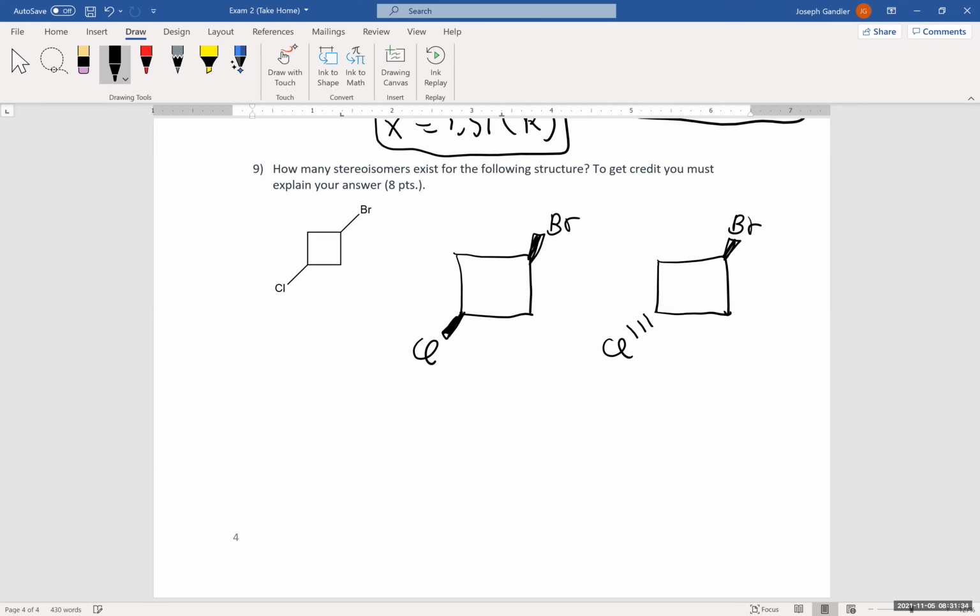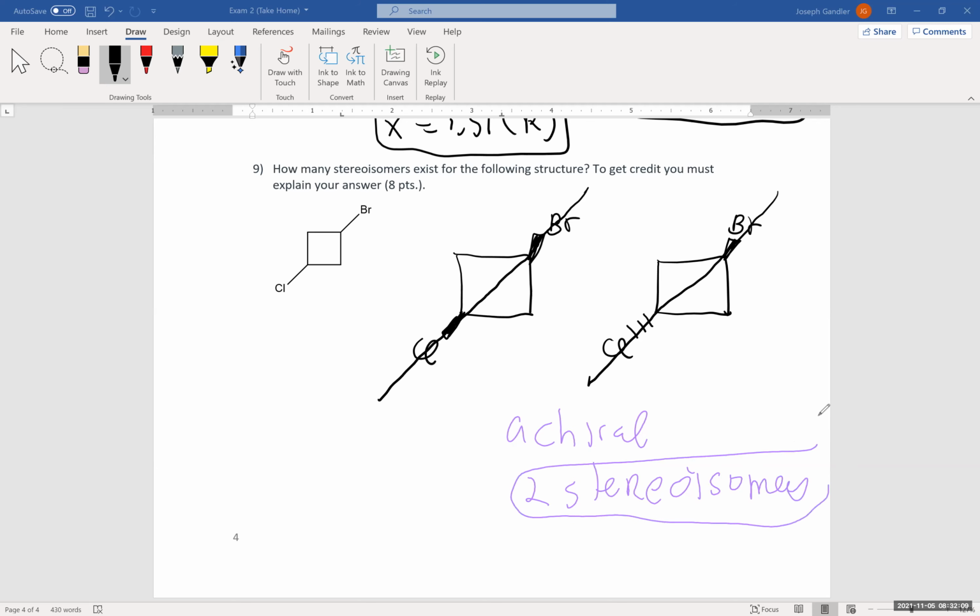Okay. So both of these molecules have a plane of symmetry. And look, there's a plane bisecting the bromine. I see that? The plane of symmetry. There's also a plane of symmetry here. Right? Okay. And so both of these molecules are achiral. They have a plane of symmetry. So you just have 2 stereoisomers, not 4. You have a cis stereoisomer and a trans stereoisomer, okay?